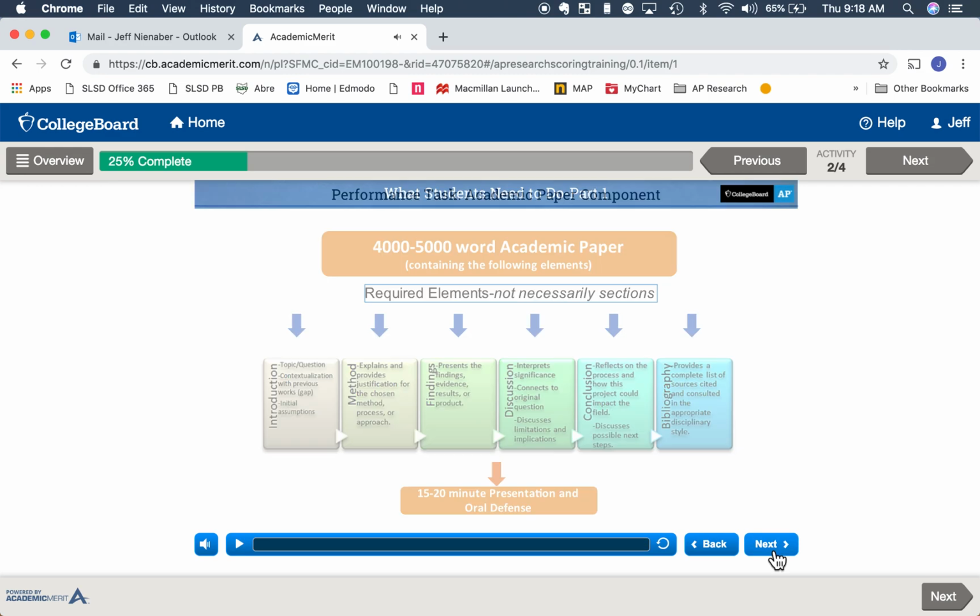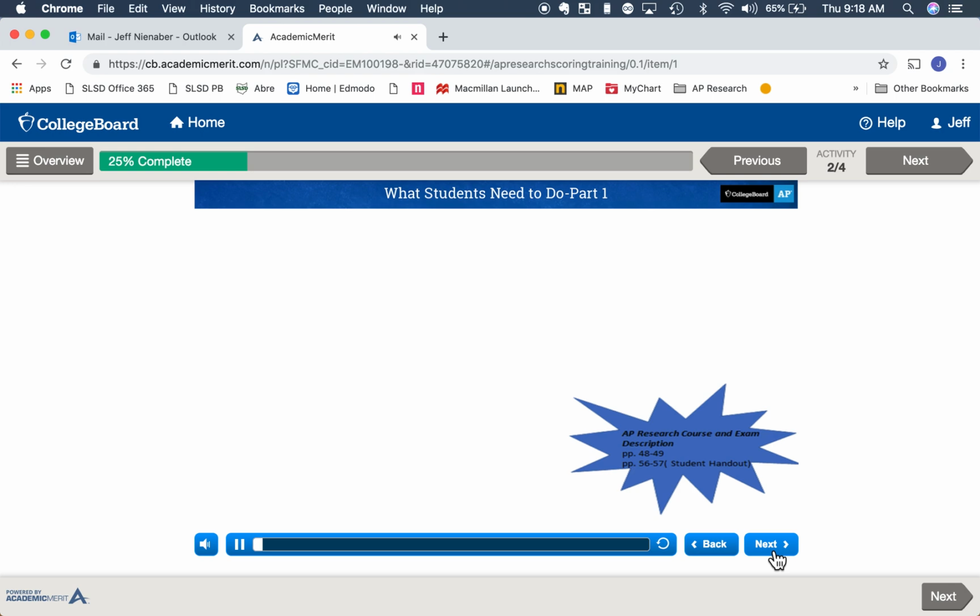As a reminder, the task directions on what students need to do in producing their academic paper can be found on the teacher pages 48 and 49 in the course and exam description, as well as the student handout pages 56 through 57. The task directions are twofold. The first half gets the students to develop their research question and proposal, and then once that proposal is approved, gets them engaged in implementing their research method.